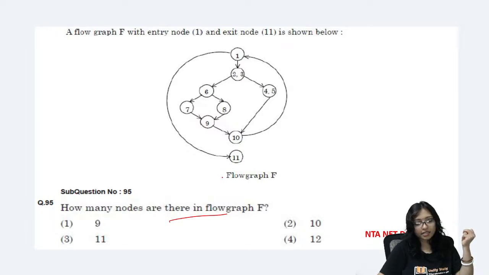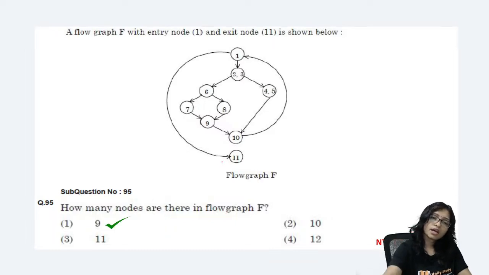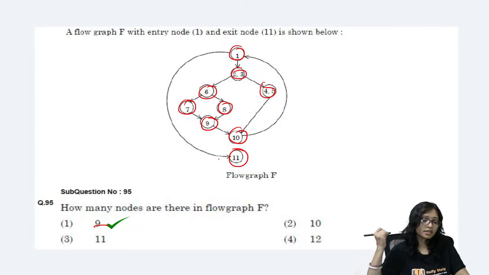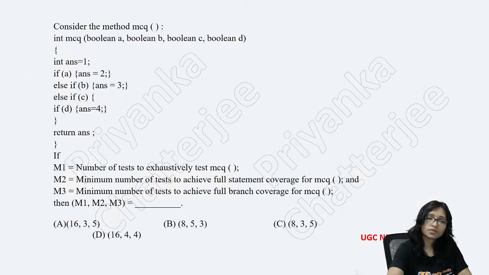19. Where you got 19? So here answer will be 9 definitely. 1, 2, 3, 4, 5, 6, 7, 8 and 9. These are the 9. So answer will be 9 only. So this is your answer. Clear? Yes. Good. Very good.